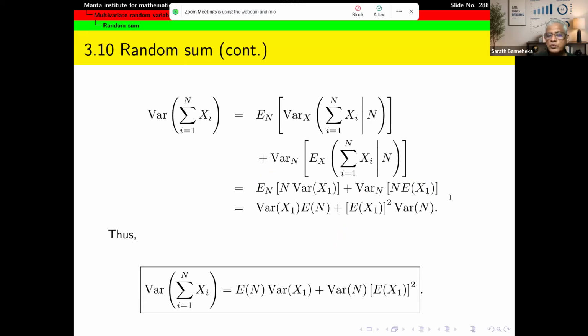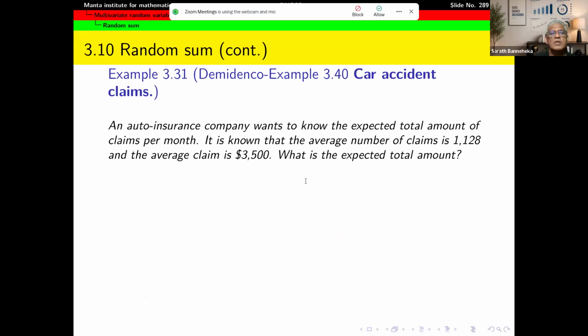Okay, so those are two important results. So let's now look at one or two examples. I will look at two examples. The first one is coming from the book again, example 3.40 regarding car accident claims.